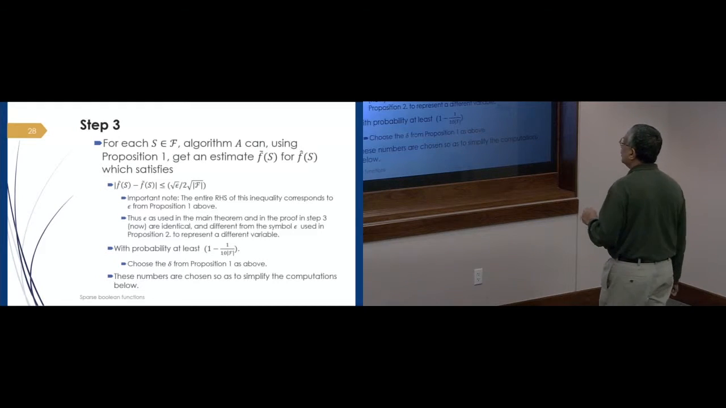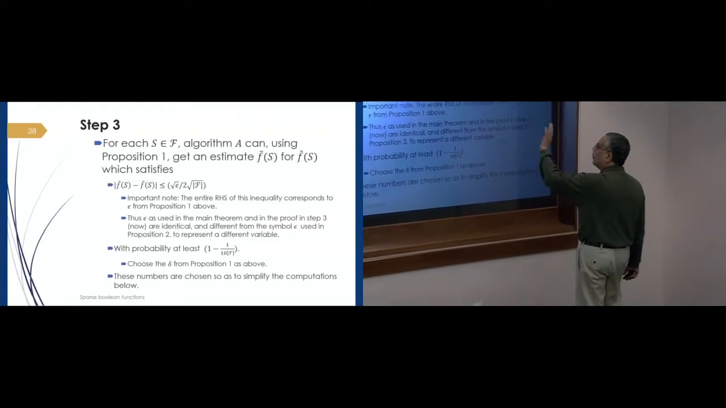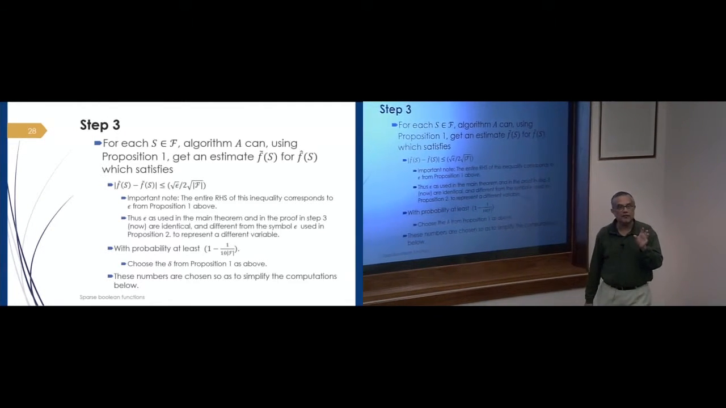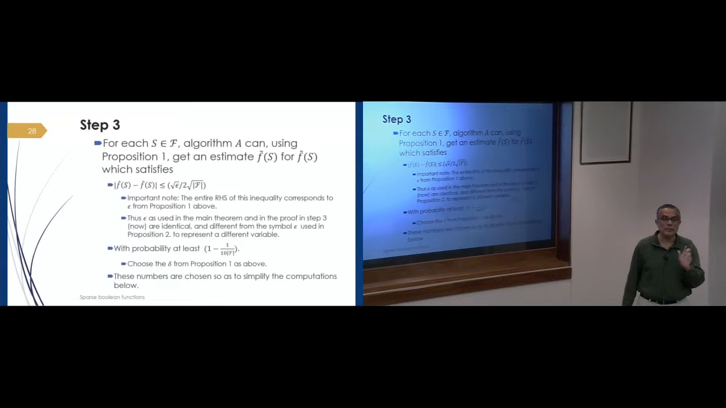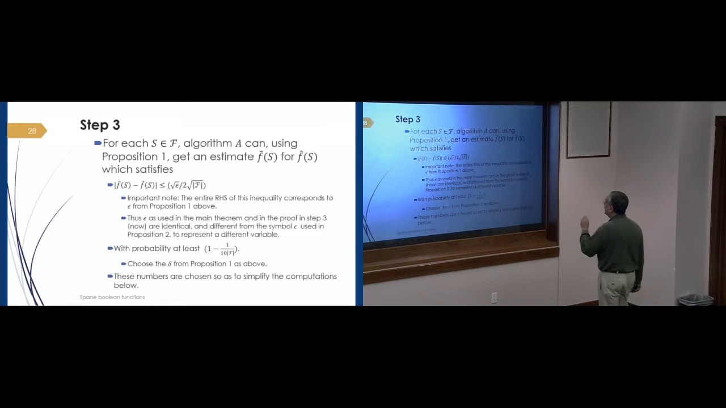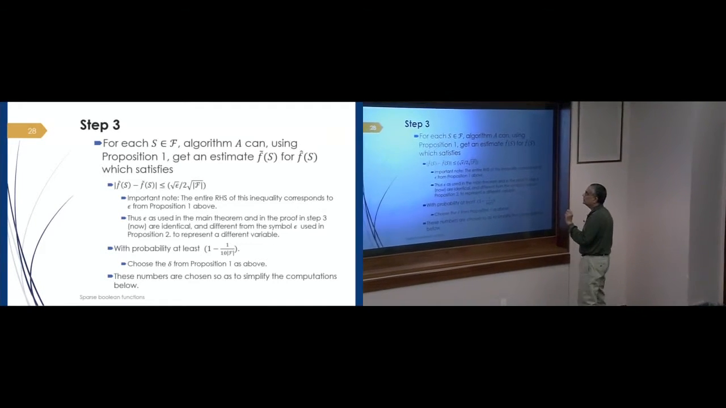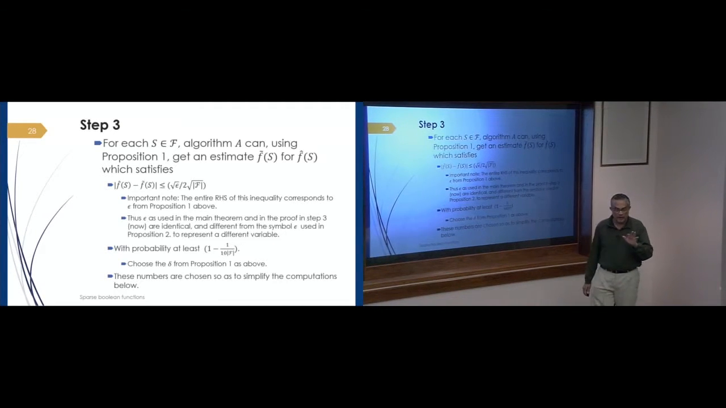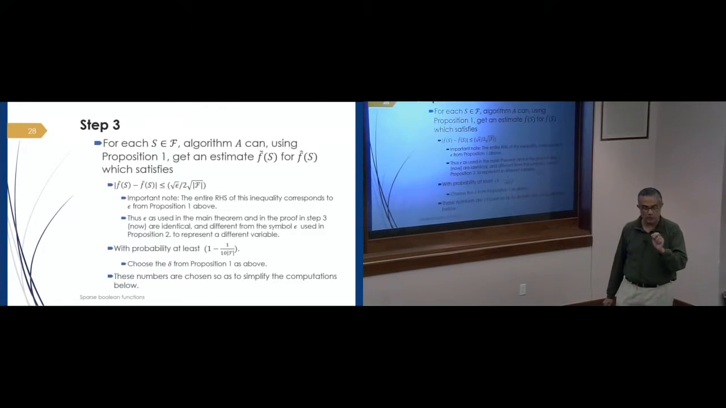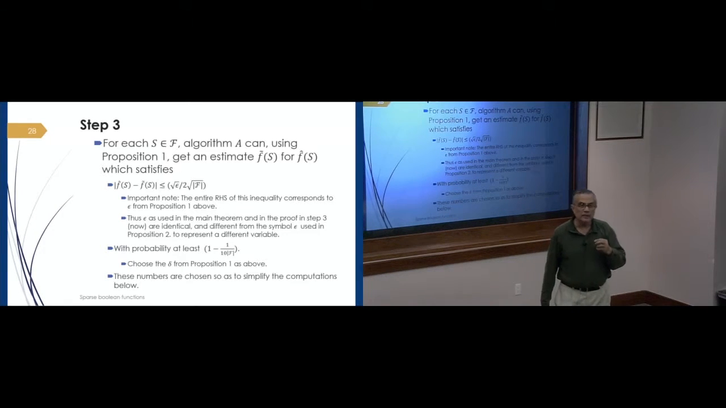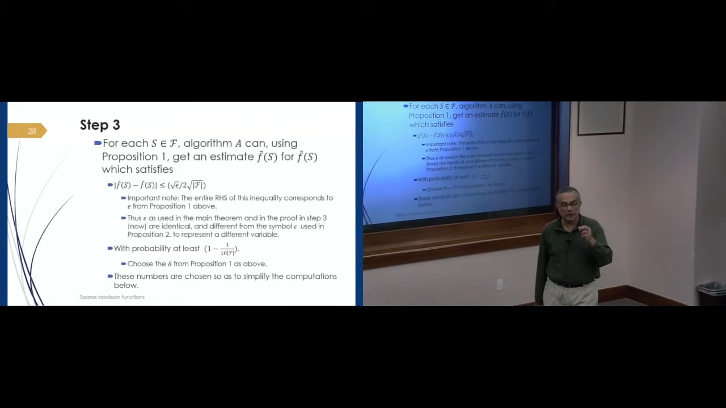So what we are about to show is that for each set S that belongs to this desired family described by script F, as stated in the theorem a second ago, algorithm A can, using proposition 1, if you remember the statement of the proposition, get an estimate of f hat S for each of those elements, which represent f tilde S as an approximation. Again, as a digression, I want to make two comments. One, we are approximating function f through our learning scheme.